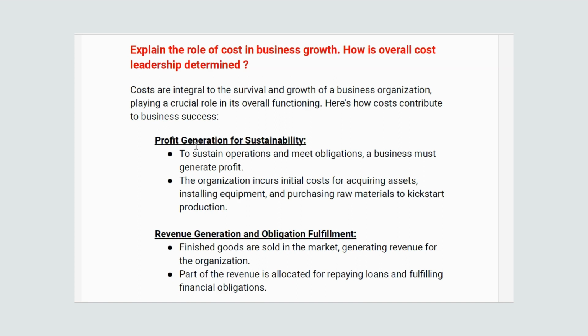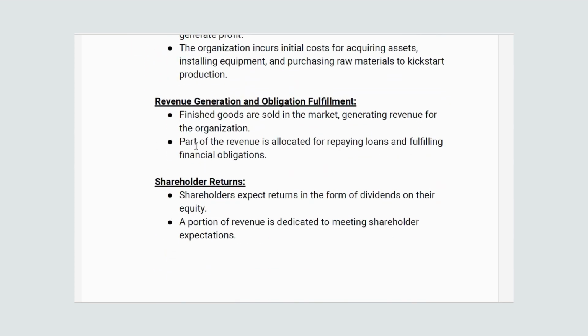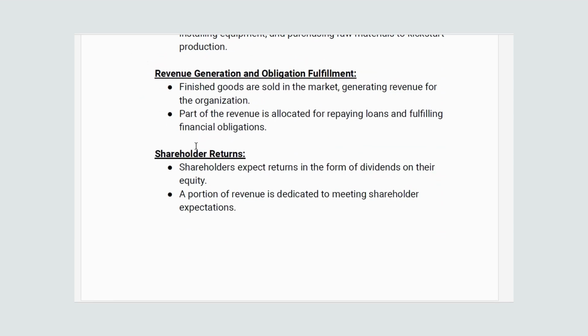Okay, so the organization has to invest in certain machineries or buildings and all those things to start up a business organization, right? So when they want to acquire the assets, there is some initial cost or investment which they have to put in the business organization for installing the equipment, for purchasing raw materials and all those kind of things. And after adding the initial cost, they generate profit out of the finished goods, when they sell those in the market. Okay, so they generate revenue for the organization.